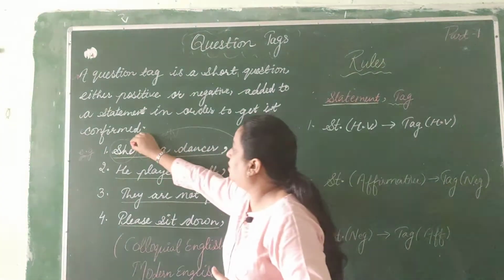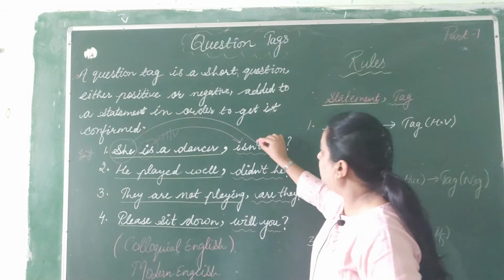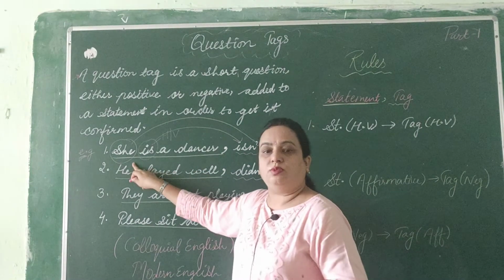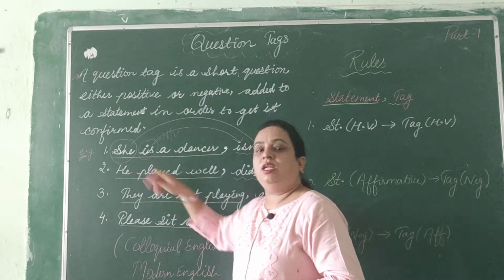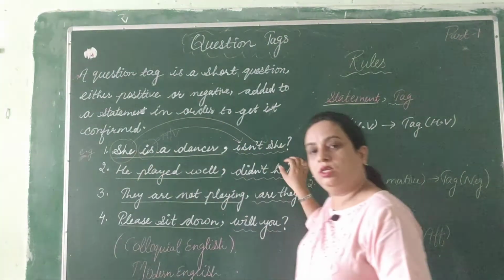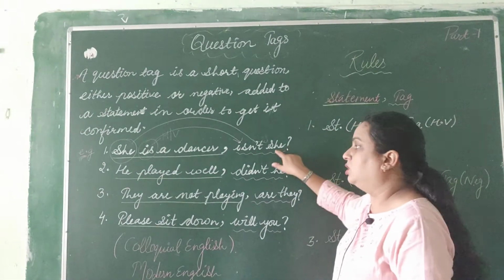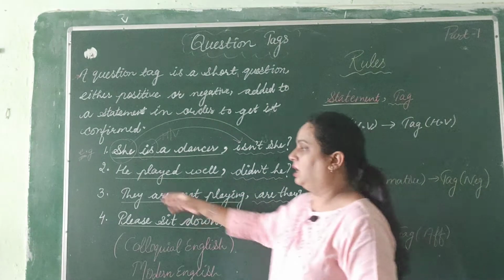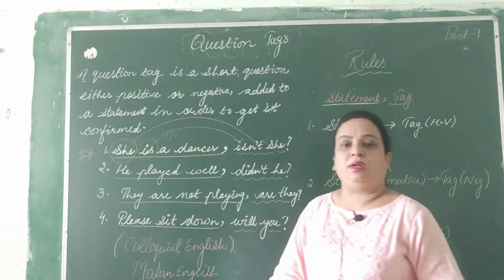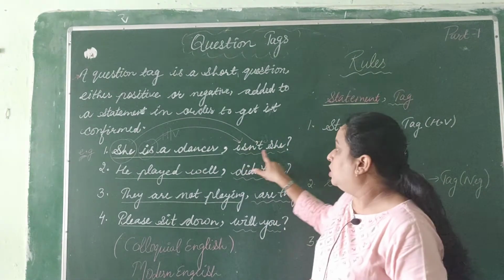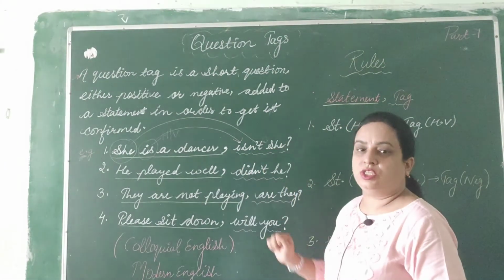And with that we have to bring the subject here also, and the subject is what? She. If any name is given here, you have to use the related pronoun, but she is already a pronoun here. Suppose it is Sita, Geeta, Rita, something like that. What is the related pronoun for Sita, Geeta, Rita? That is she once again, right? So here also you have to use she.